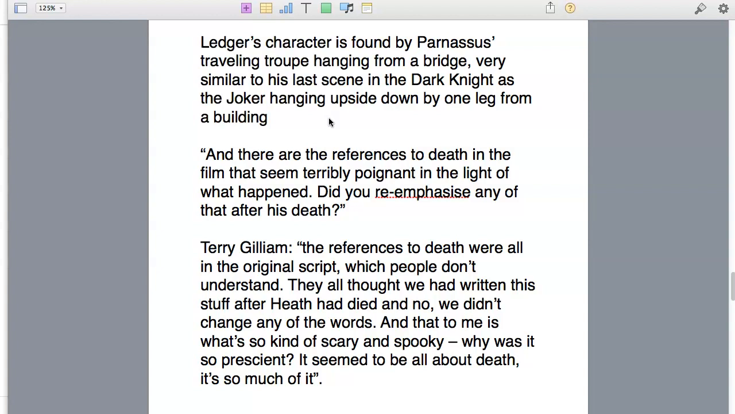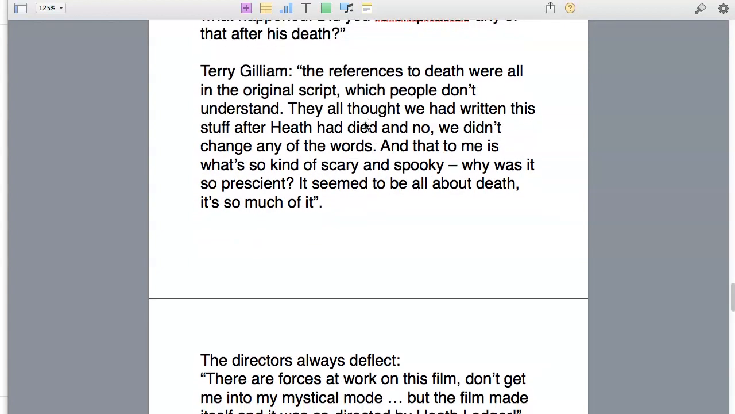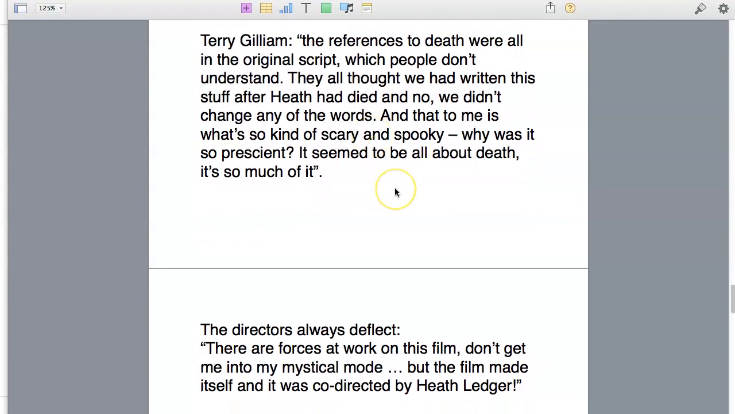This is a journalist asking Terry Gilliam a question about Heath Ledger, and there are the references to death in the film that seem terribly poignant in the light of what happened. Did you re-emphasize any of that after his death? And Terry Gilliam responds, the references to death were all in the original script, which people don't understand. They all thought we had written this stuff after Heath had died, and no, we didn't change any of the words. And that to me is what's so kind of scary and spooky.